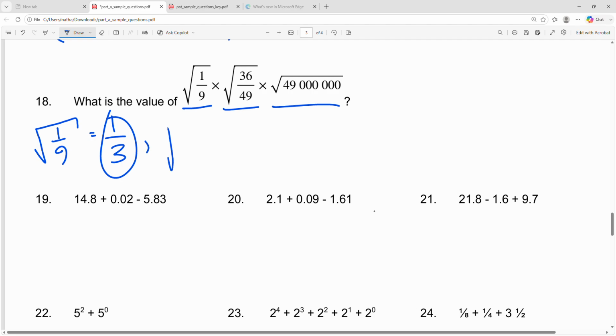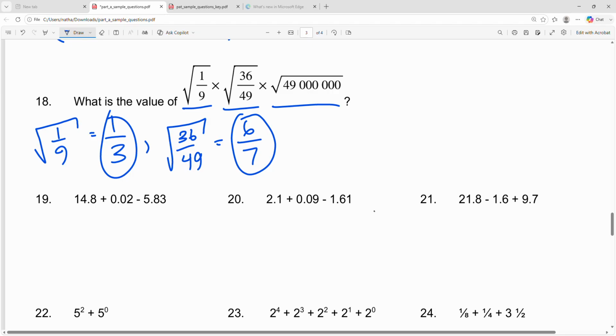We have the square root of 36 over 49. We recognize these are both perfect squares. So we can take the square root of the top. The square root of 36 is 6. The square root of 49 is 7. So I have 6/7. I'm just pausing there while you're going 6, 7.